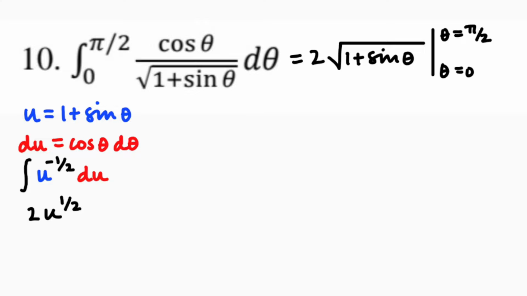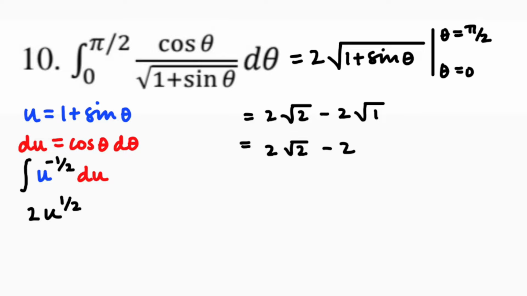If I plug in theta equals pi over 2, sine of pi over 2 is 1, so I'd have 2 times the square root of 1. No, 2 times the square root of 2, because it's 1 plus 1. Then minus 2 times the square root of 1 plus the sine of 0, and that's 2 square root of 1. And so, you could stop there, or you could simplify a little farther. It doesn't really matter. Okay, 2 root 2 minus 2.